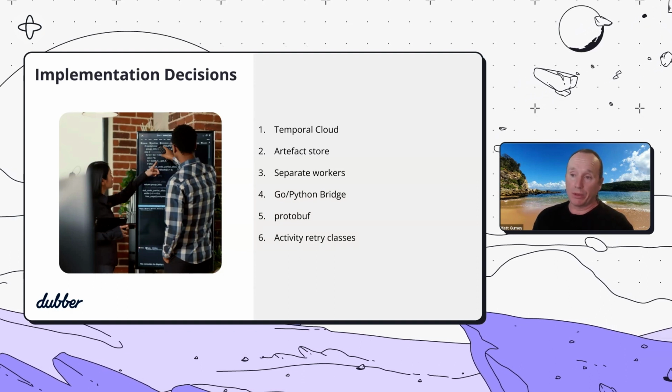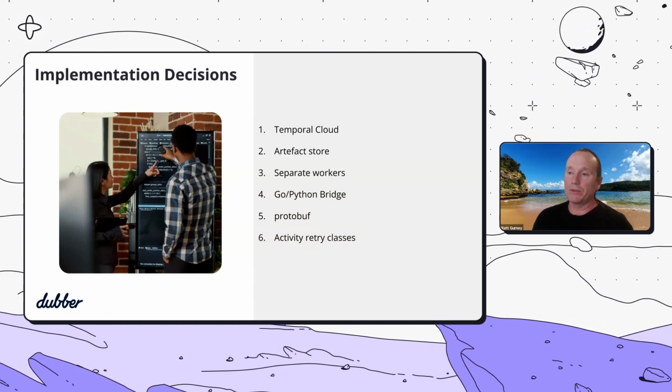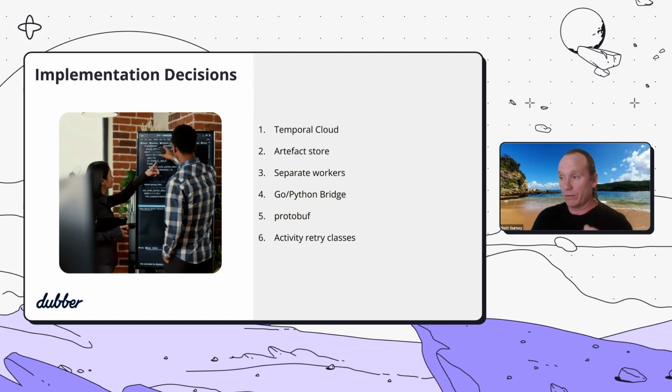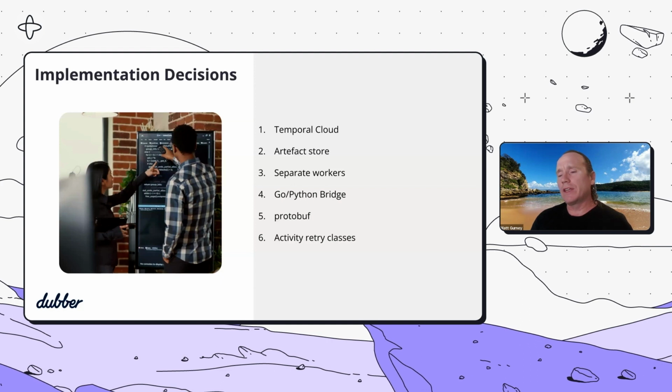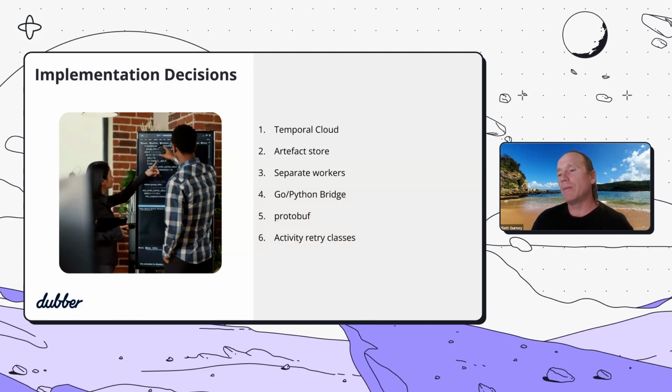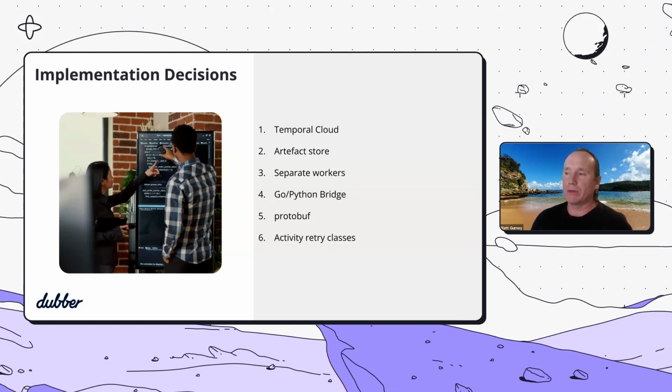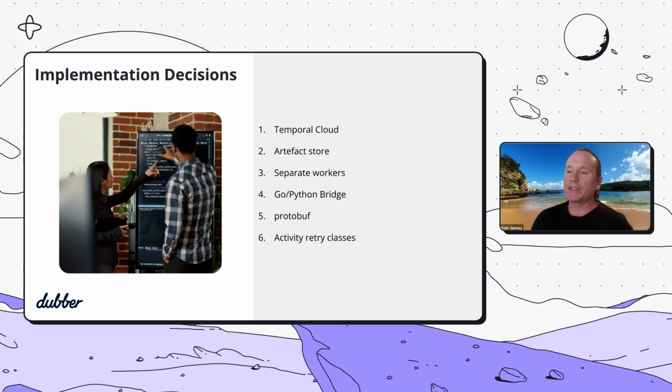We chose to have separate workers, some just doing the orchestration or the workflows, and some doing the activities, because they've got effectively a different performance profile, and it just made more sense to us to separate them out so we could manage them slightly differently.